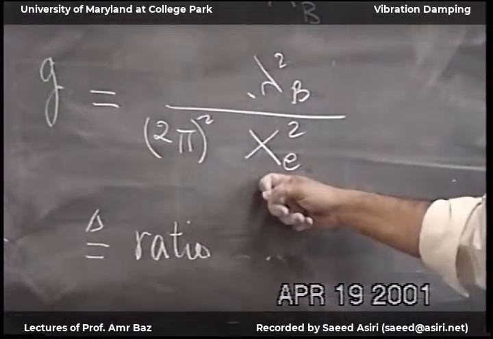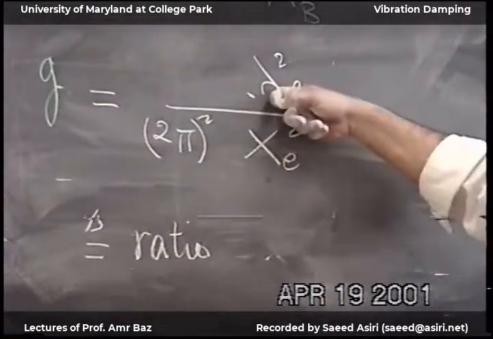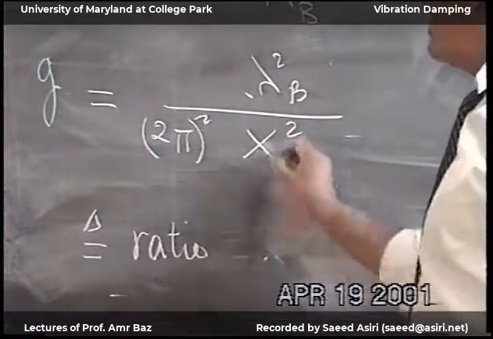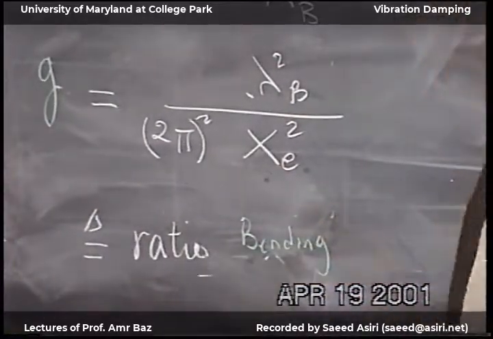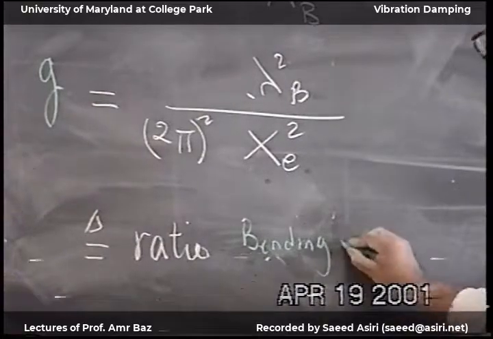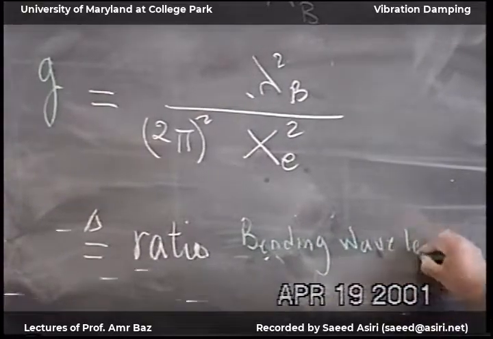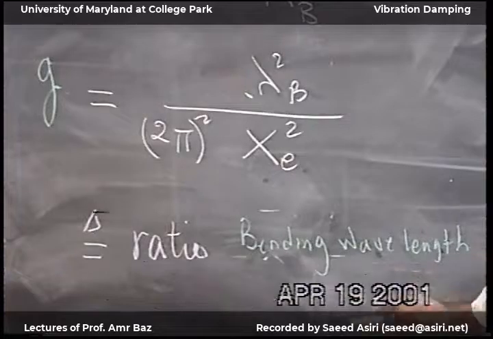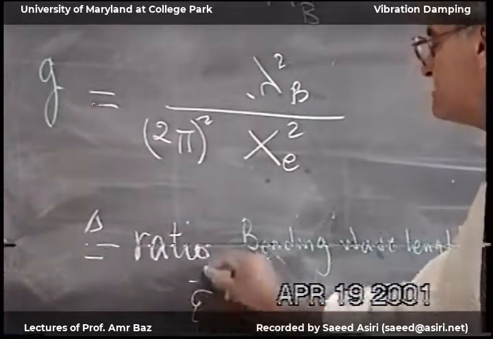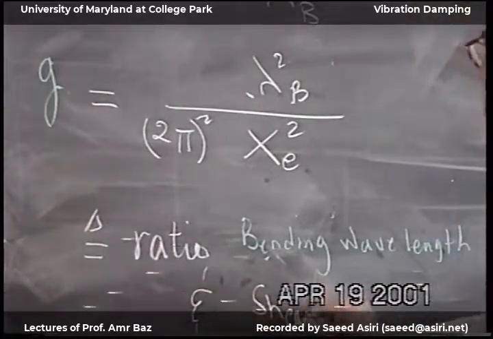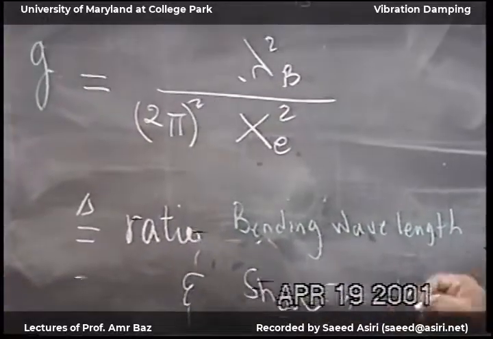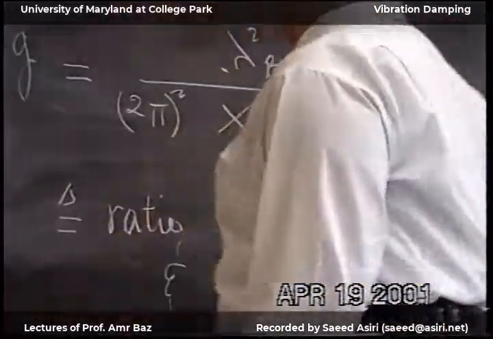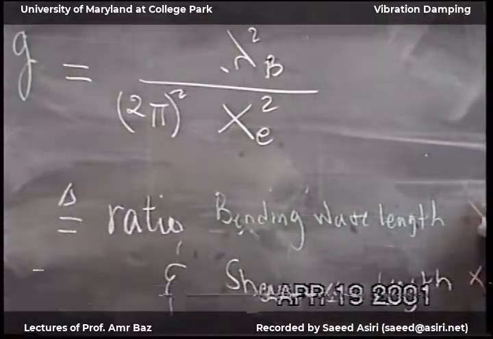So this is called the shear length. This is called the bending length. So this is the ratio between the bending wavelength and the shear wavelength. This is XE, and then this is lambda B.